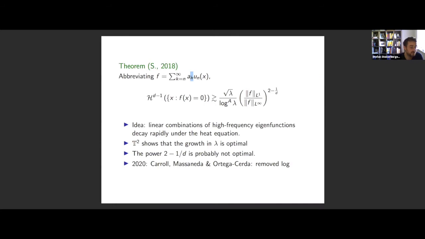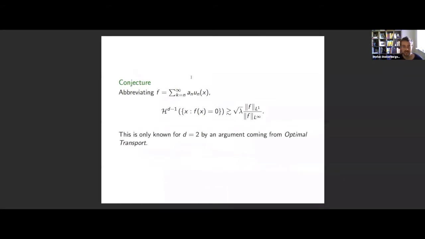Okay, so I think that's pretty interesting, because suddenly it's a new kind of result. It's almost an inverse problem, right? You're orthogonal to n eigenfunctions, and there's still information you can recover. So the conjecture is that you can actually get probably L1 over L infinity, and that would be sort of sharp. And this is known only in 2 dimensions. And that was an argument that comes from optimal transport.